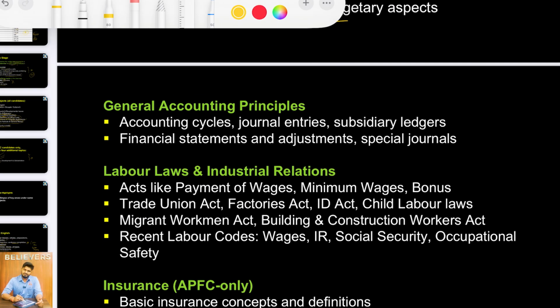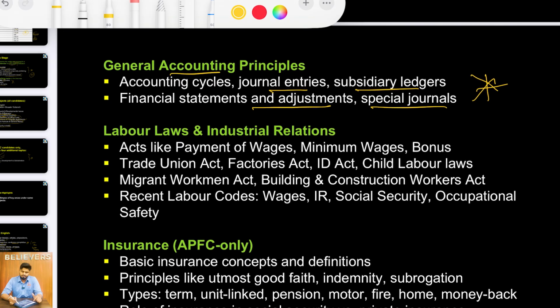Then this is where we diverge. General accounting principles, that is accounting cycles, journal entries, subsidiary ledgers, financial statements and adjustments, special journals. Very important. For this, you have to have the basics. So for that, you have to attend classes or follow the videos which we are going to upload on YouTube.